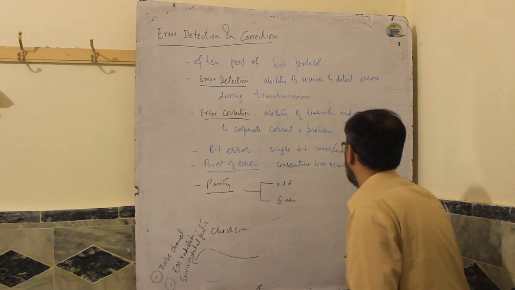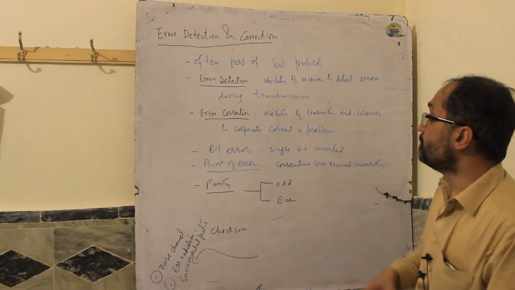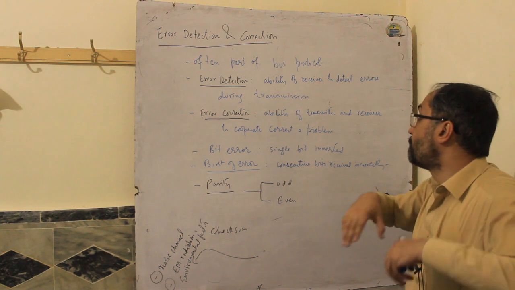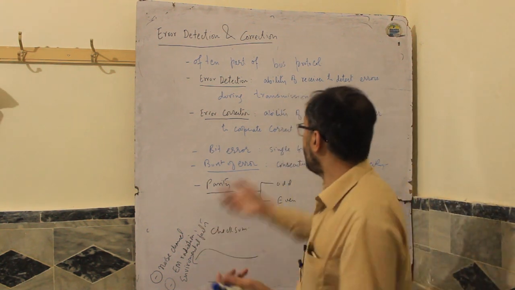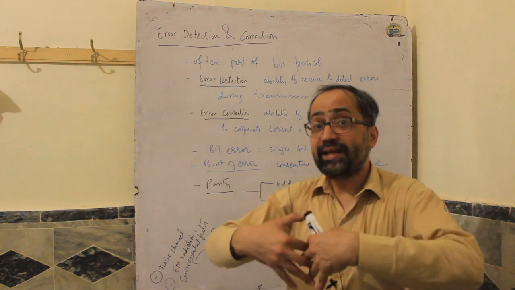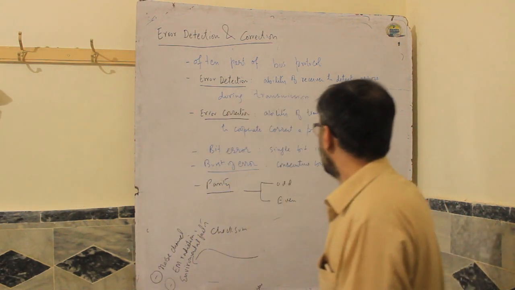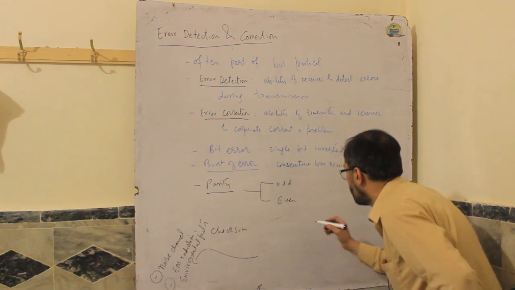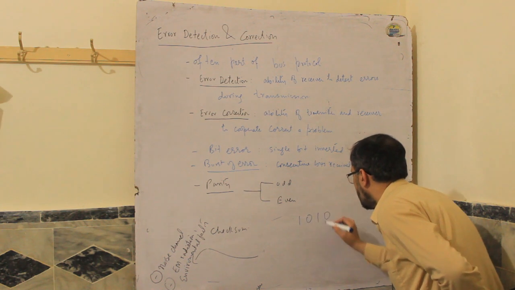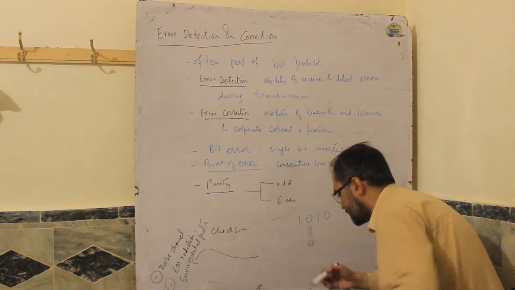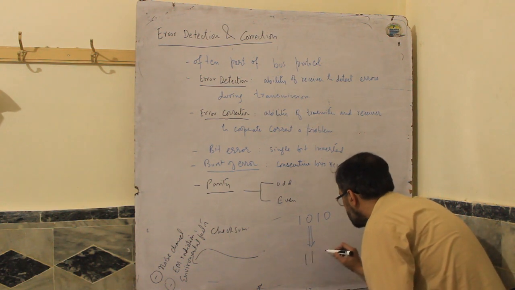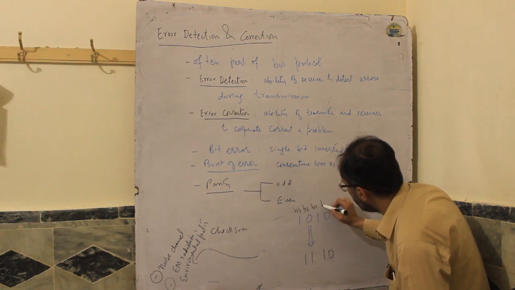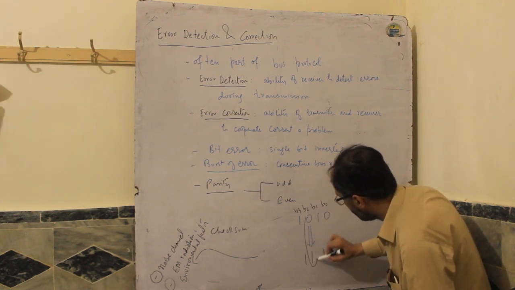So what is error correction? It is the ability of the transmitter and receiver to cooperate and correct a problem. In error correction, when the data is received and it is incorrect, it will not only detect the error but also correct that error. Let's assume that you want to send the data 1010, and the receiver receives it as 1110. These are B3, B2, B1, and B0, so there is an error in B2.